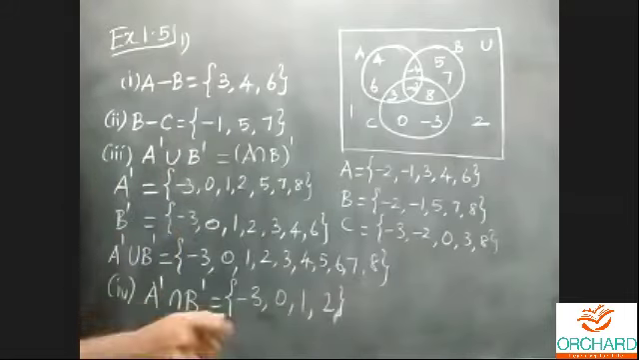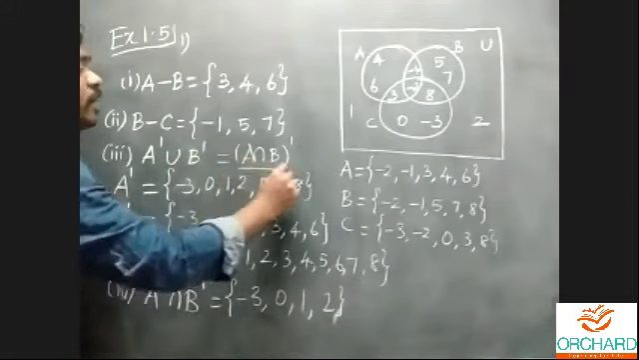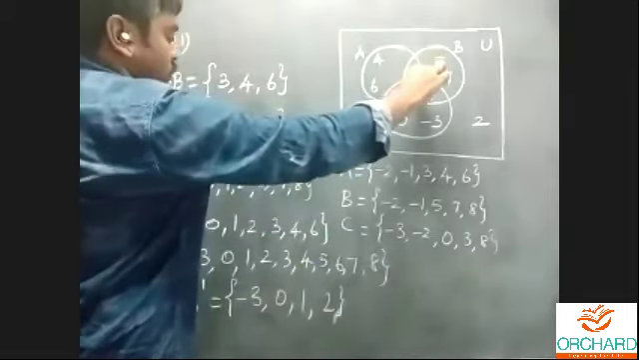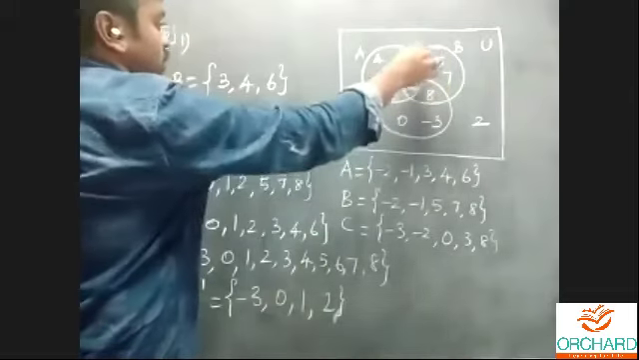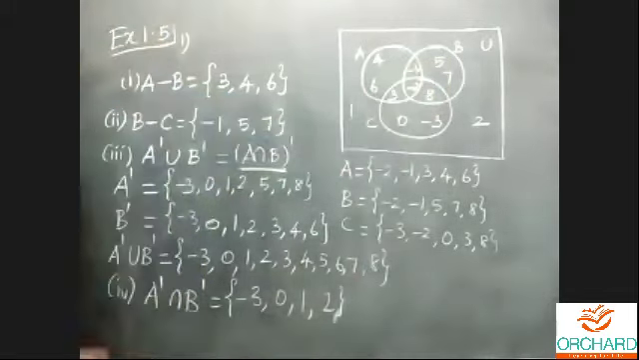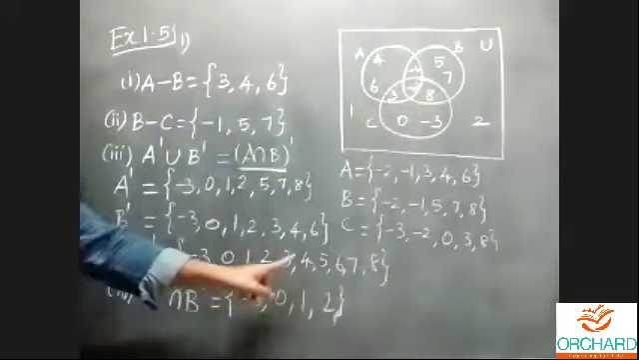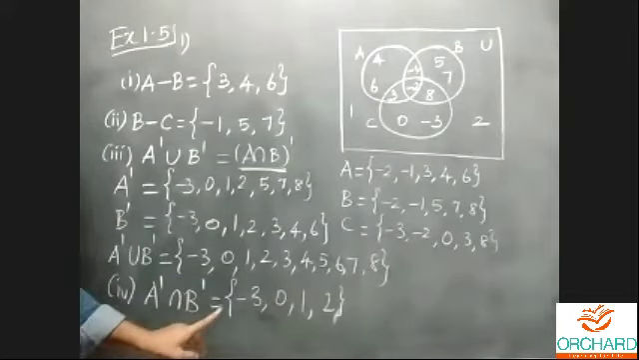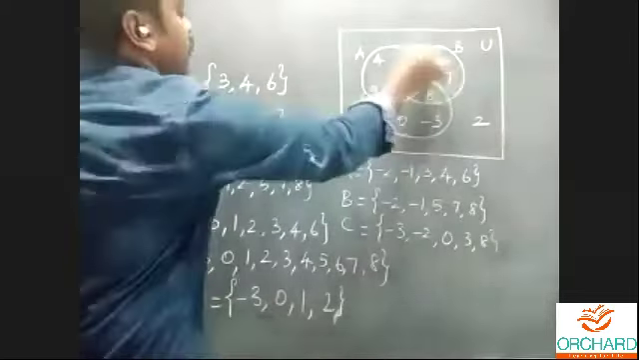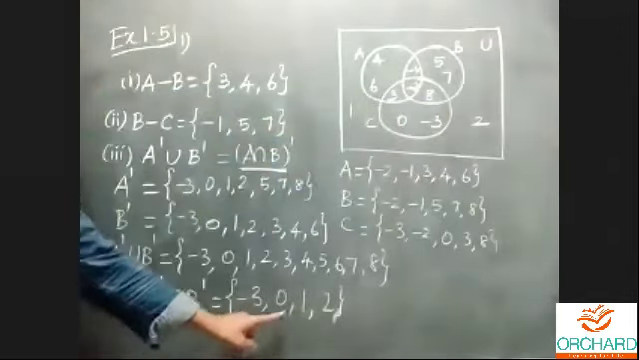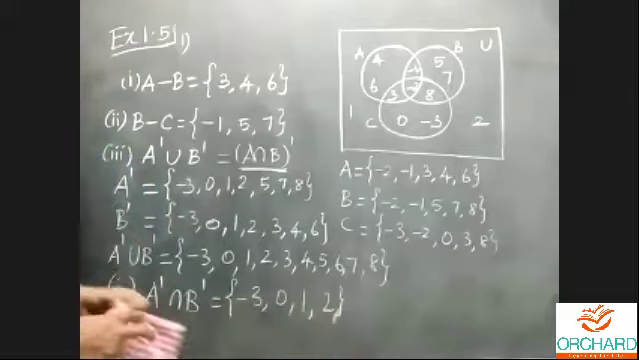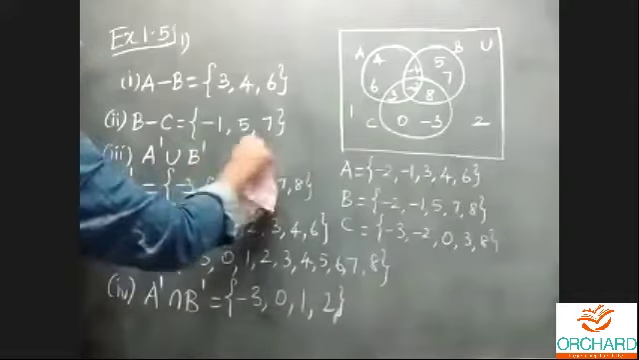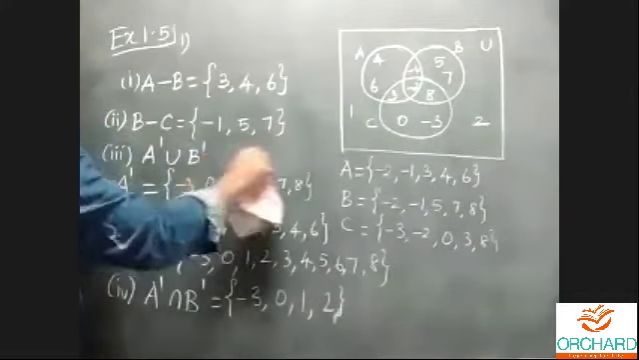Once again, I repeat that A dash union B dash is nothing but A intersection B whole dash. A intersection B is only these two elements, -2, -1. A intersection B whole dash is everything except these two elements; write down the remaining elements. That is the answer. Directly write the answer. Next one, A dash intersection B dash is equal to A union B whole dash. A union B whole dash is everything except A union B, so we write only the 4 elements: -3, 0, 1, 2. This is the other way to write down the elements.